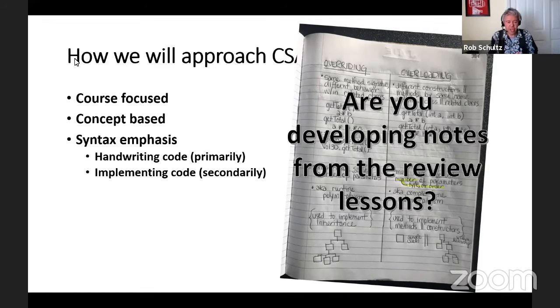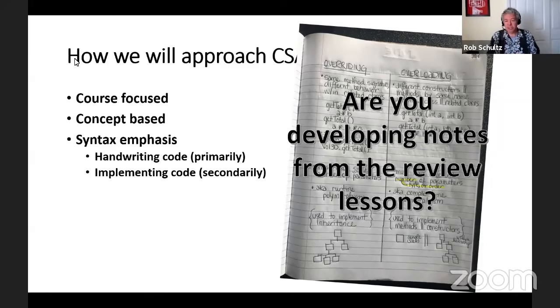Mrs. Westerland mentioned that with the upcoming exam, one option is to do your code in writing on paper and then take a snapshot. So we're going to continue to focus on handwritten code, but we also want you to get some practice implementing code. So again, keep working on both of those skills.